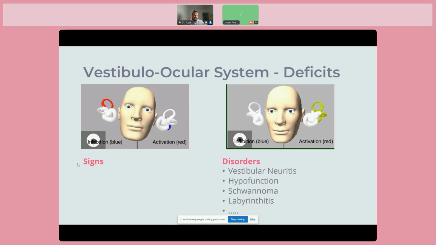The head movement information is being sent to the oculomotor system, and the eyes move opposite to your head. So that is the normal function.